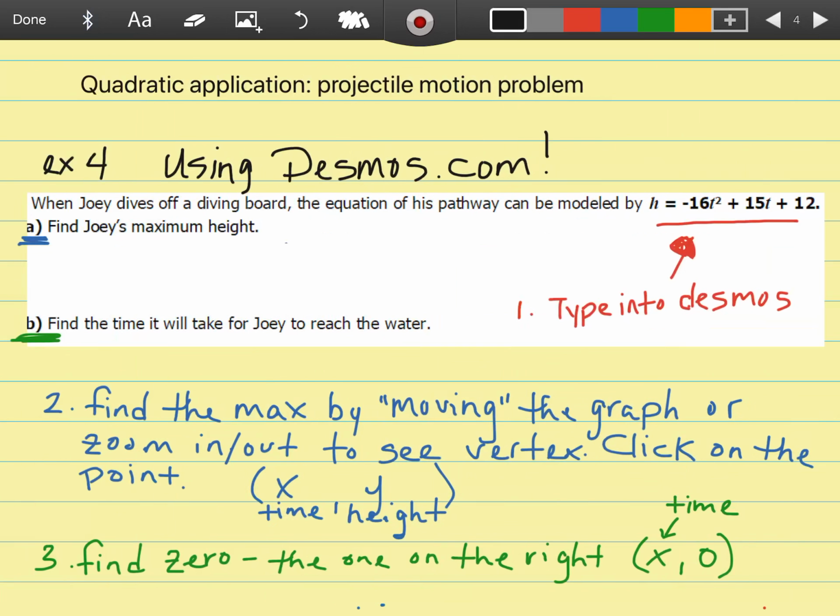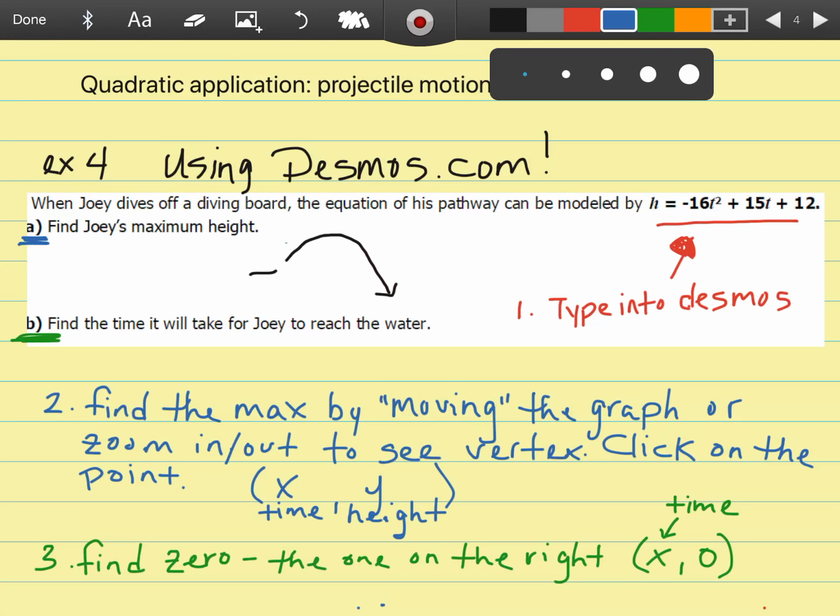So projectile motion using Desmos. I've already written out the steps here for us. So when Joey dives off a diving board, here's the diving board. He is going to jump up, and then he's going to go down, and he's going to land in some water. That's what's happening here. They give me the equation, and that's what I'm going to need to type into Desmos.